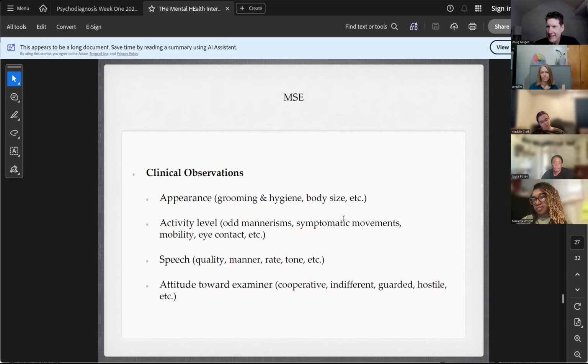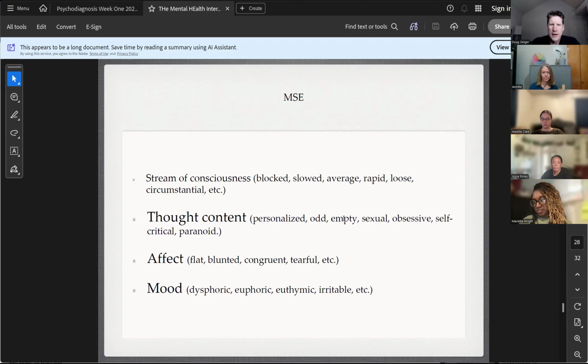Attitudes towards the examiner. Were they being defensive? Were they indifferent, guarded, hostile, and so on? Okay. Stream of consciousness: were they blocked, slowed, average, rapid, loose, circumstantial, and so on? Thought content: were they able to give you good content flow with their thoughts? Affect: were they flat, blunted, congruent? Were they tearful, sad, and so on? What was their mood like?